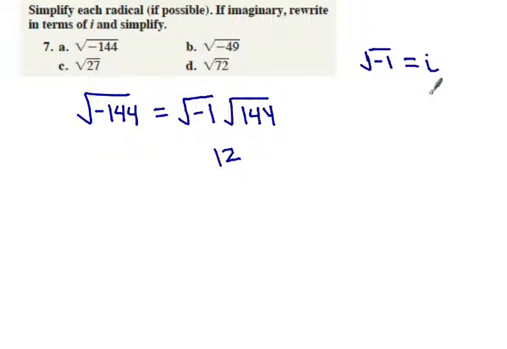We identified the square root of negative 1 as the letter i, or the number i. This is going to make up the complex numbers beyond our real numbers. So now we can call the square root of negative 144 12i.